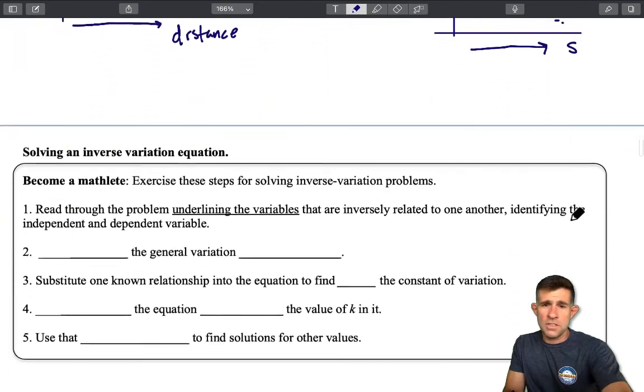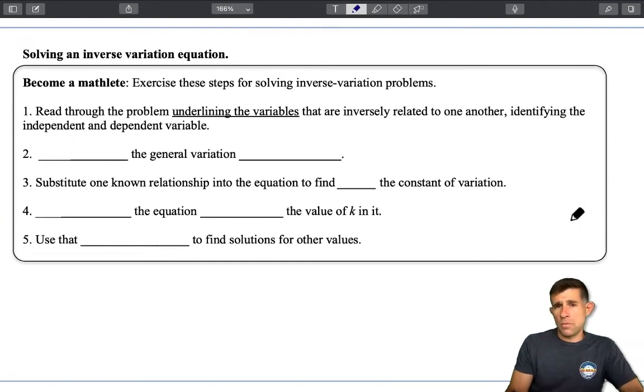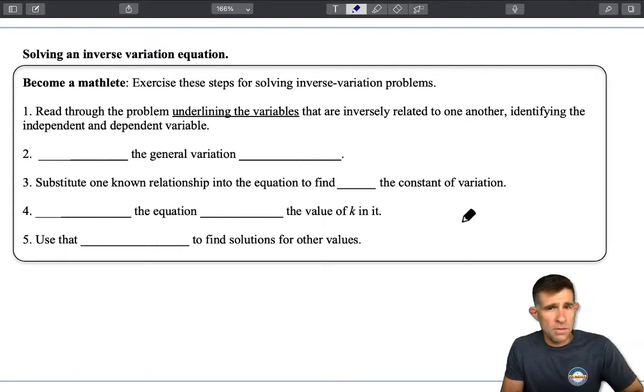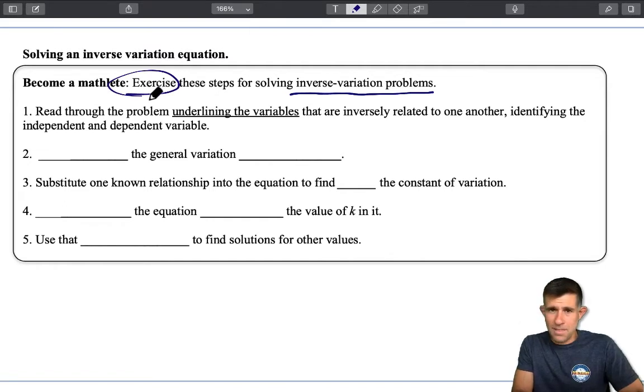All right, well, just like we had some steps to work through when solving problems with direct variation in our previous video, we're going to have some similar steps to walk through when solving problems involving inverse variation. And again, these are steps you can exercise to become a mathlete.